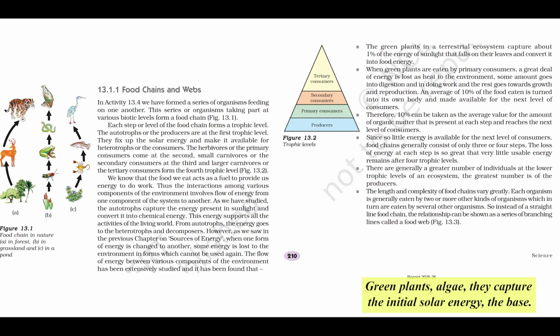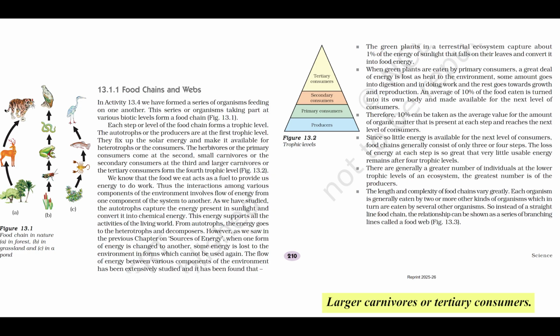Green plants, algae, they capture the initial solar energy, the base. Grass, algae in our examples. Right. Second trophic level, the herbivores or primary consumers, they eat the producers. The goat, the small fish. Correct. Third trophic level, small carnivores or secondary consumers, they eat the herbivores. The human eating the goat in the first chain. Yeah. Or the large fish eating the small fish.